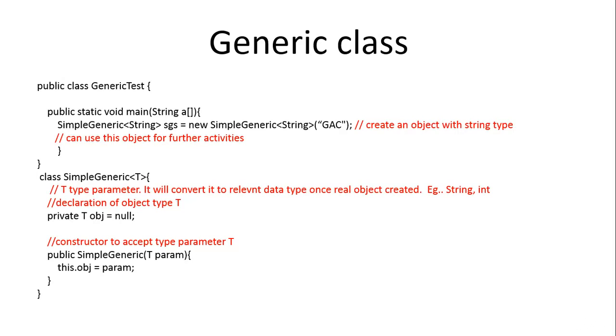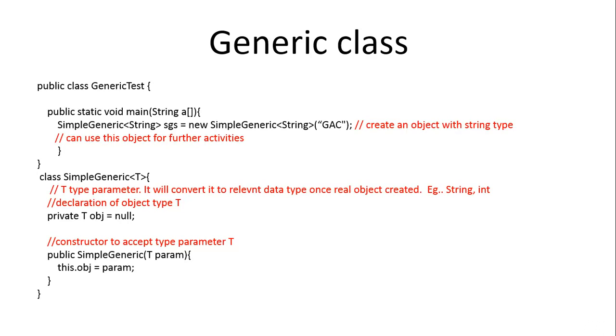Declaration of object type T is denoted by private T obj equals null, and there's a constructor to accept type parameter T. So we have to write the logic only once for any data type. So the data type can be changed. T is used for that, capital T. So in this class also you can have the same logic with different data types. Data type can be changed by replacing T.